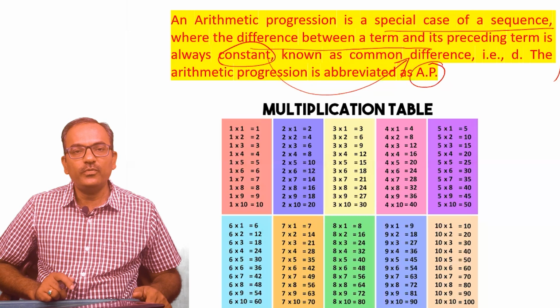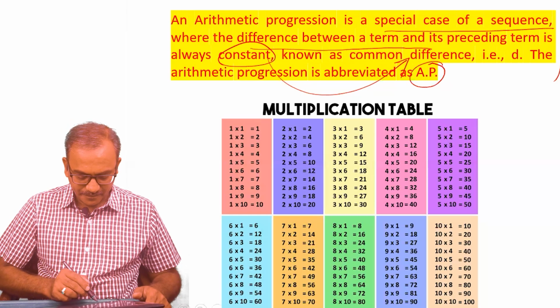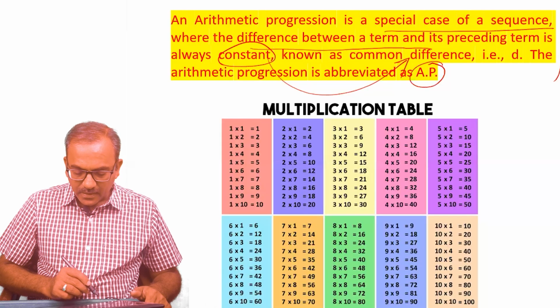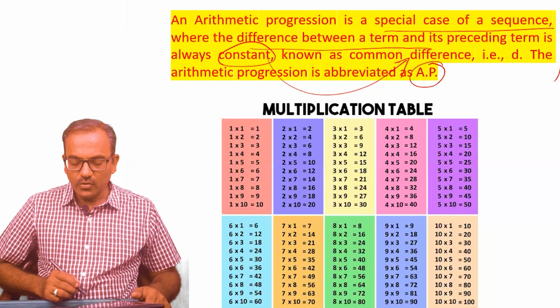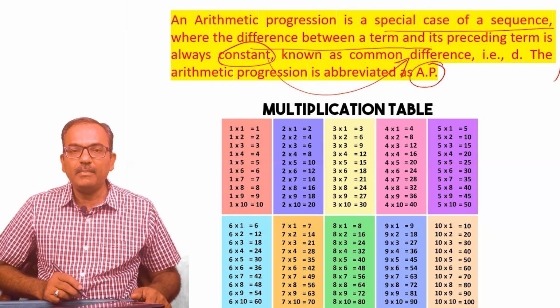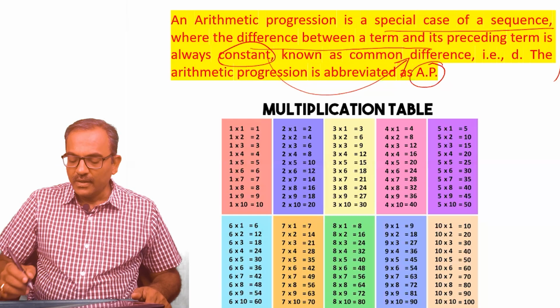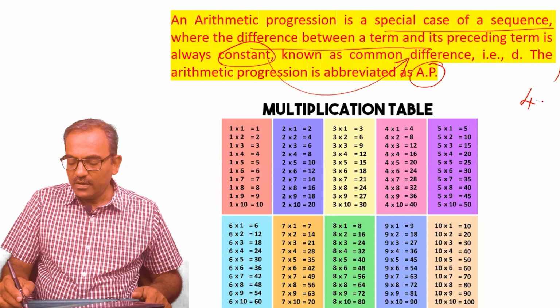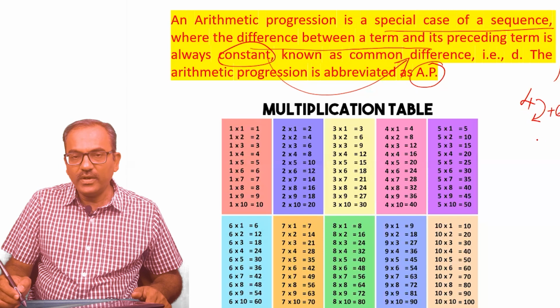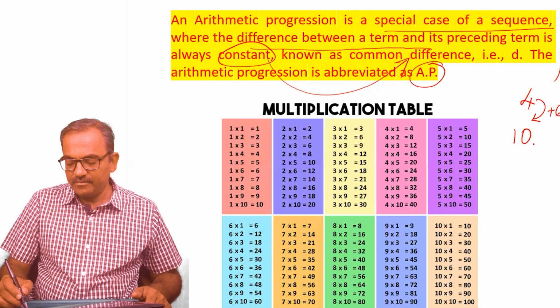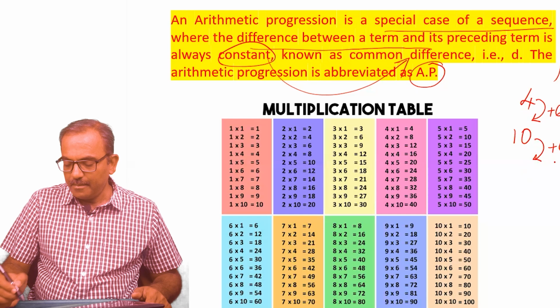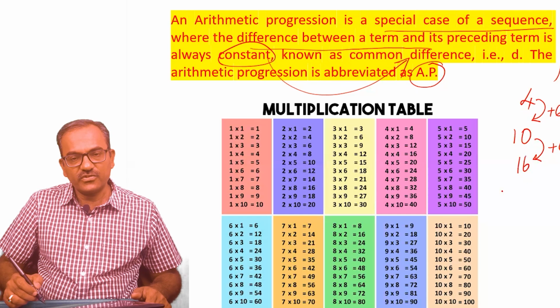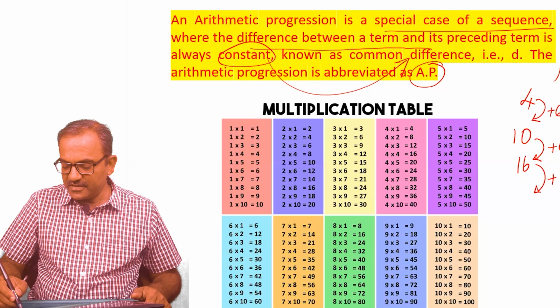Now let us move on to a few examples of AP. The very best example is the multiplication table. Apart from that, there are different ways. That is 4, I add plus 6 to it, it becomes 10. Again I add plus 6 to it, it becomes 16. I add plus 6 to it, it becomes 22, and so on.